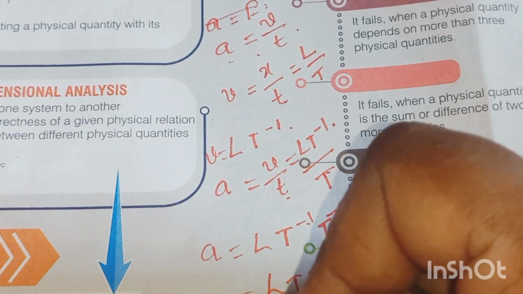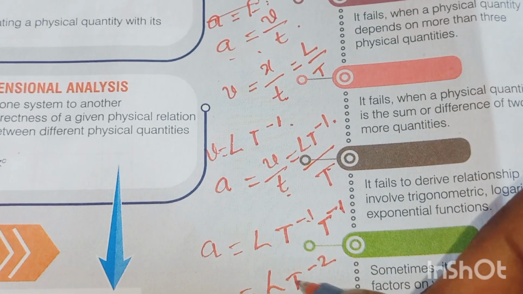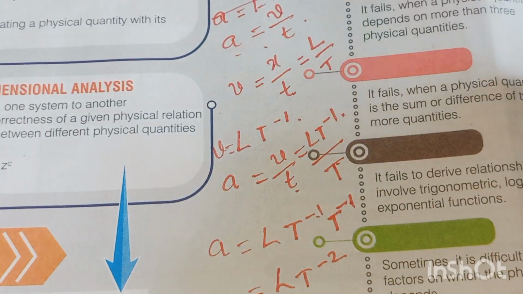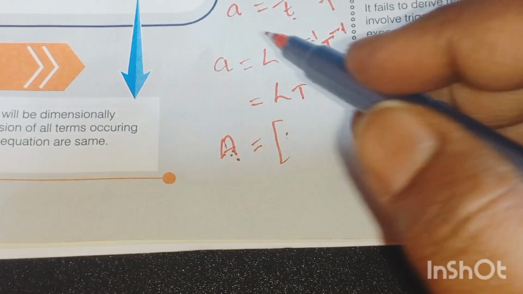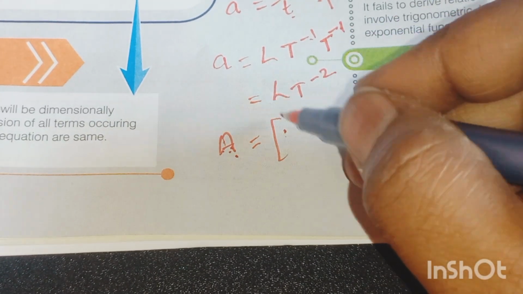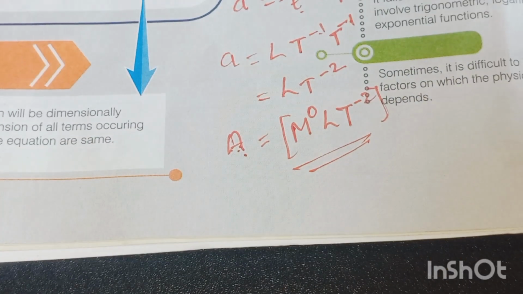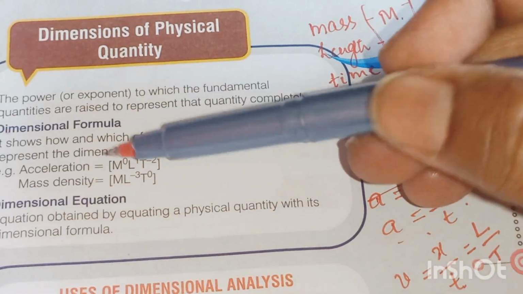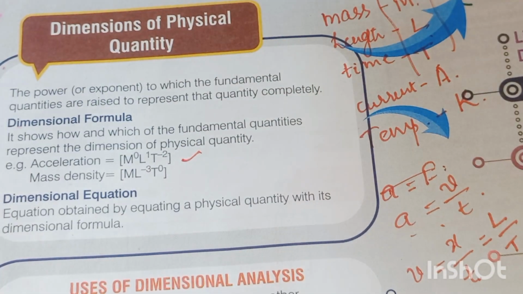So the dimensional formula, A is for acceleration. M is not there, but even then we will write it. So capital A is the acceleration. M is not there, so we will write it as M raised to 0. So here you see A is equal to M naught L T raised to minus 2. This is how we are getting the formula.